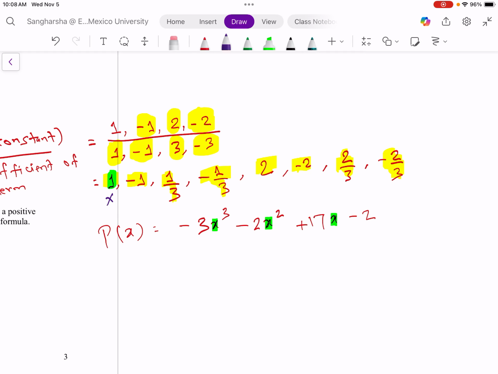Now let's try the next one, negative 1. So you replace every x of the function by negative 1. Do we get 0? That's our target.